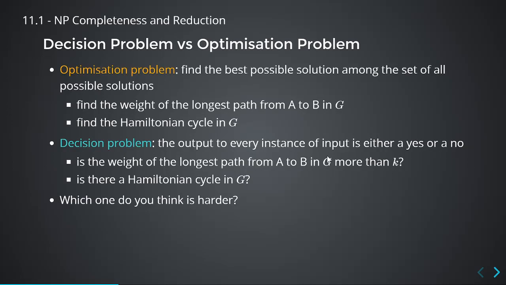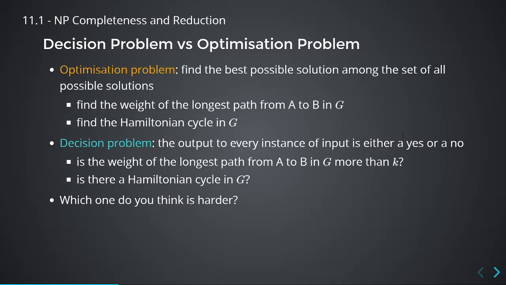So you have seen these in, I think, week 1. And you kind of know what they are anyway before you start this unit. In optimization problems, you have to find the optimum value. So something like, what is the weight of the longest path from A to B? What is the weight of the shortest path from A to B? Go find the Hamiltonian cycle. We talked about these problems in the previous lecture, so hopefully you remember what a Hamiltonian cycle is. It's a cycle where you visit every vertex once.